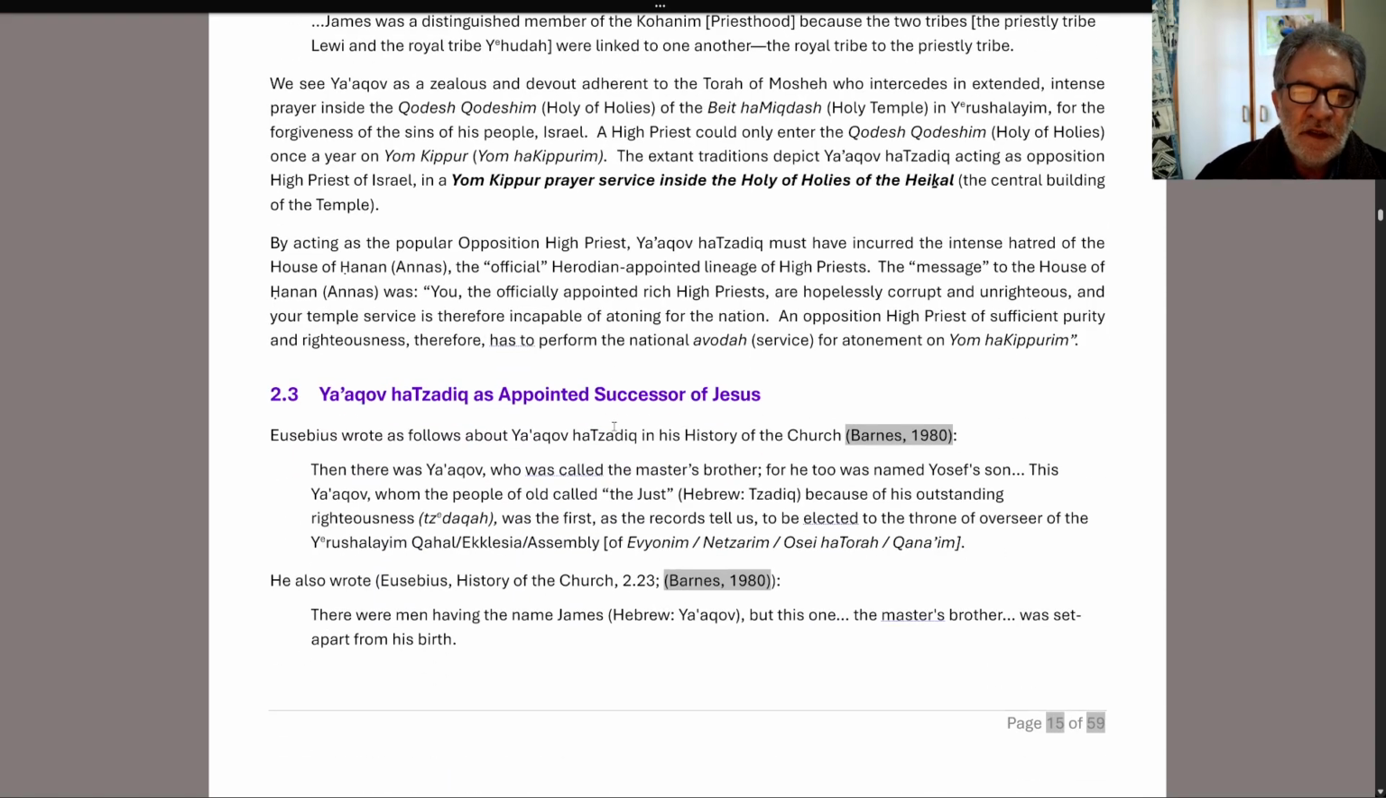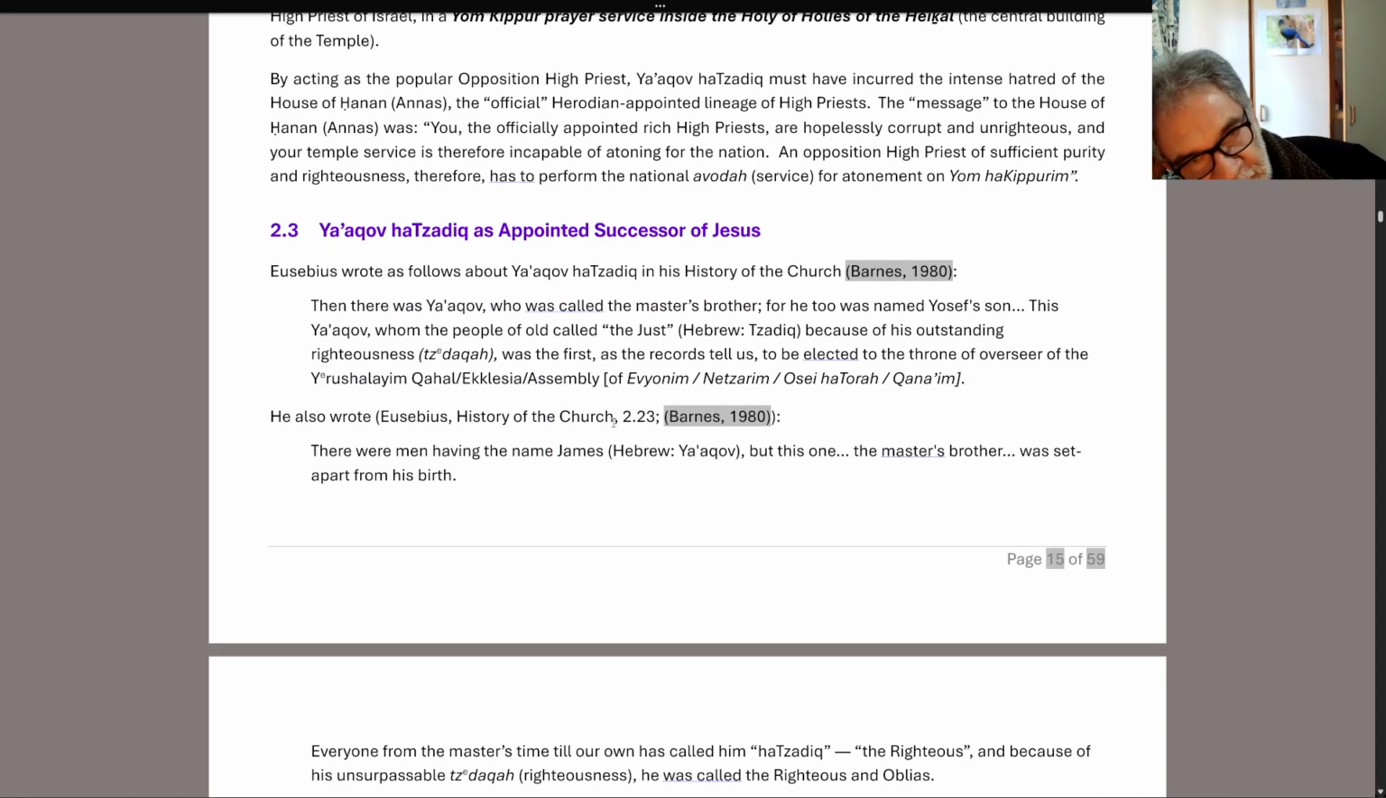So the next point that we're going to look at is Yaakov HaTzadik as the appointed successor of Jesus.